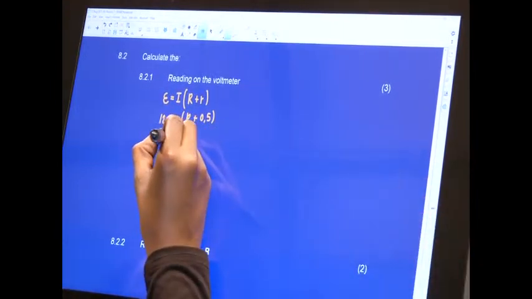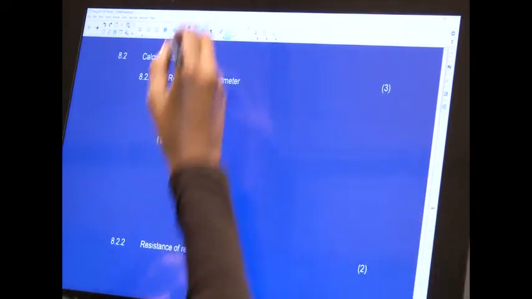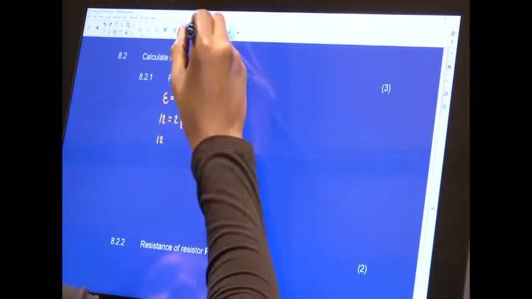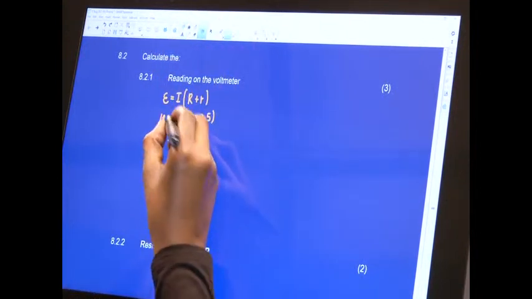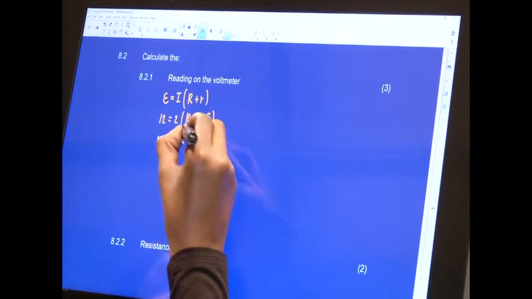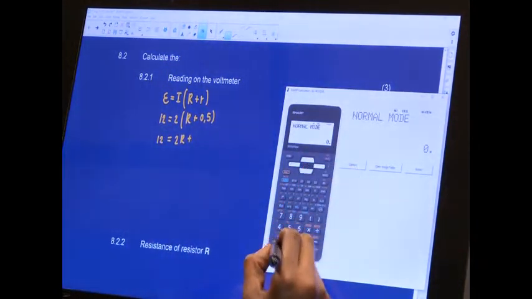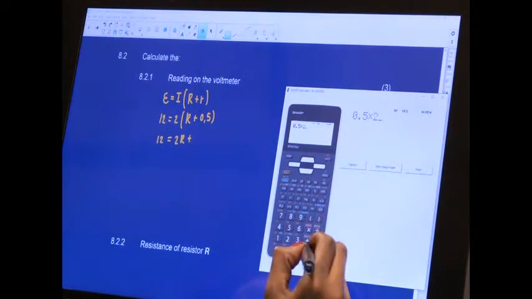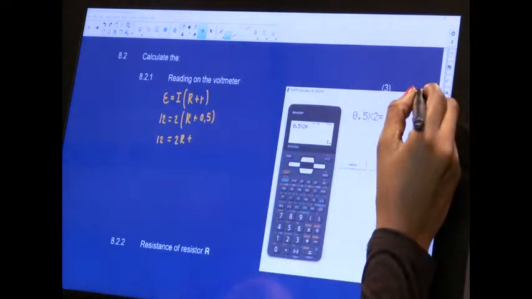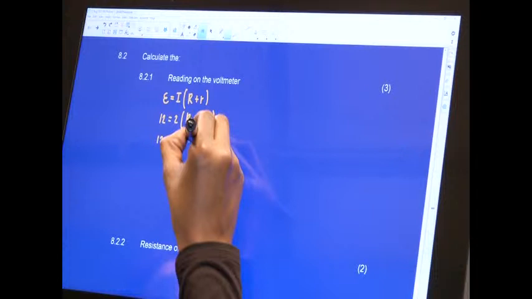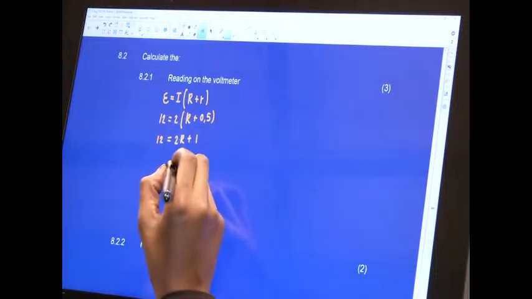And this is then just mathematics. I'm going to have 12 equals, and I'm going to multiply in the bracket. This will give me 2R plus 0.5 multiplied by 2. So therefore, I have a 1. So that gives me 12 equals 2R plus 1. Now I have to still solve for R, mathematics.